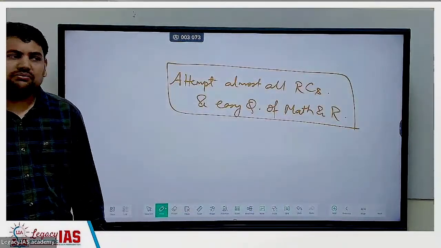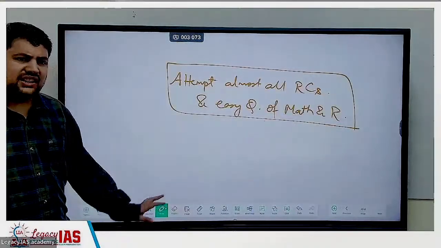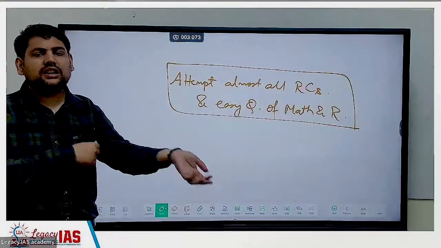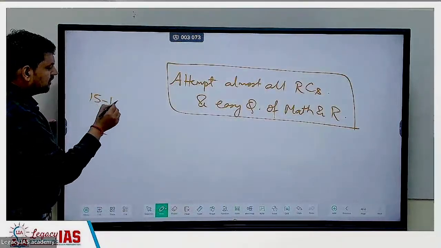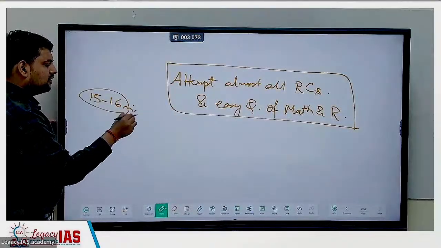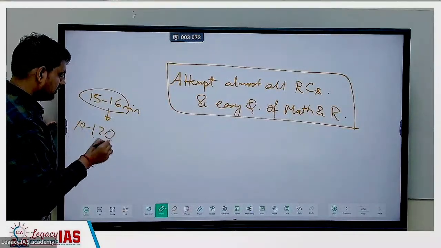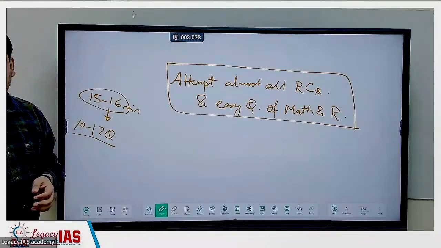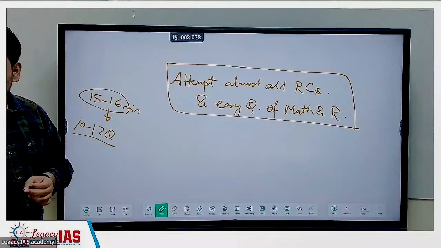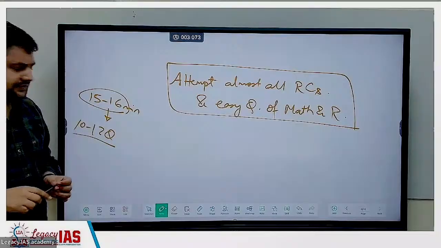Now, some of you may be from a very strong mathematical background. Even for them, I'll say that attempt RCs. If you are from a very strong mathematical background, you have 15-16 minutes. Okay. You can still do, if you are really strong at it, 10 to 12 questions. No problem. But attempt RCs, because once you get a hang of it, those are much more reliable.